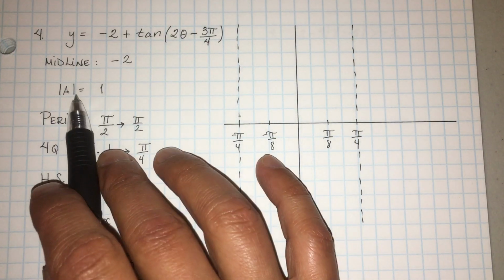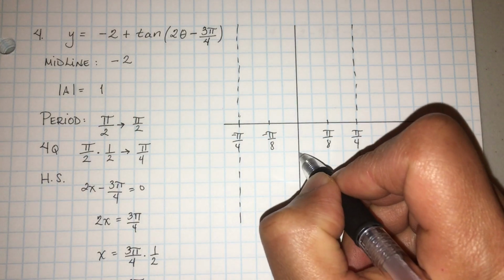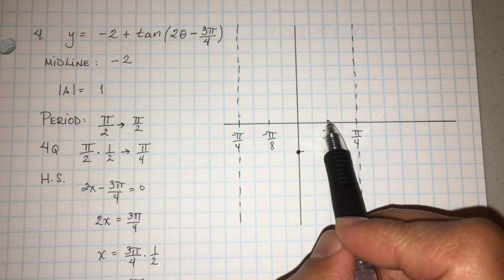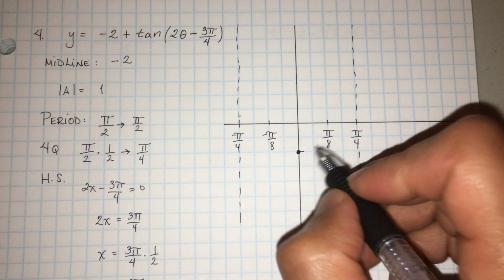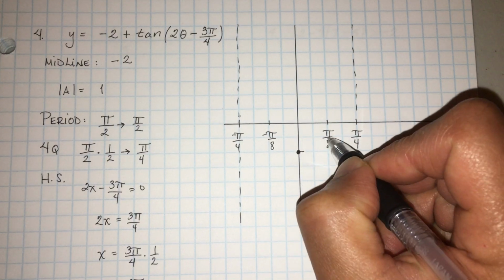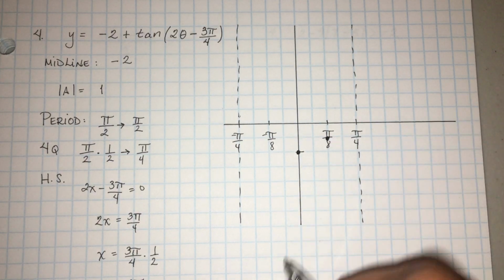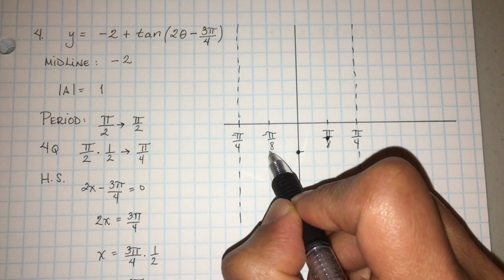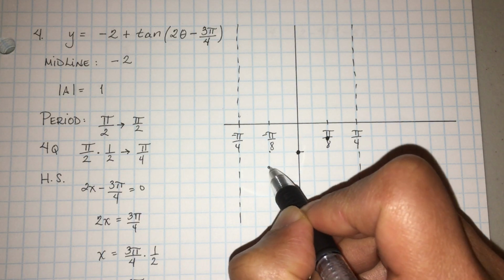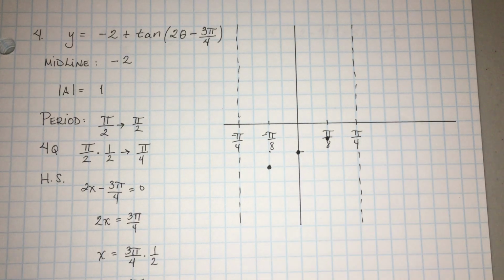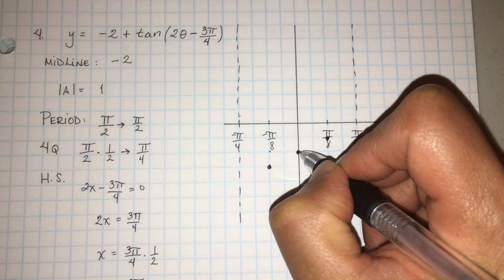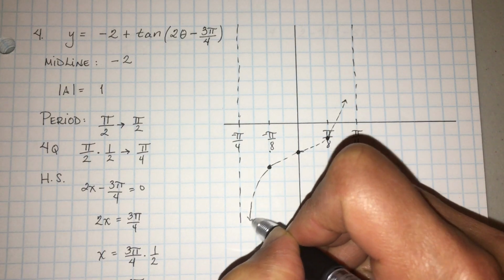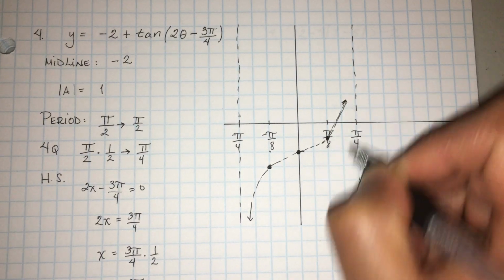So what do I start? I start at my midline with -2. So 1, -2 is right there, right here. Okay. And then what do I do? By the time I get to here, I should be at the amplitude. The amplitude is 1. So from here, you go up 1. So right there. And then from the middle, you should go down 1. Right there. There you go. All right, cool. So now it should look something like this. All right, nice.